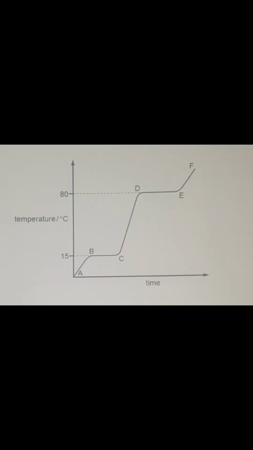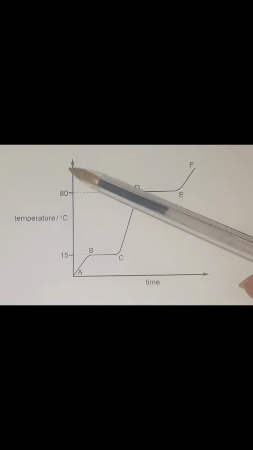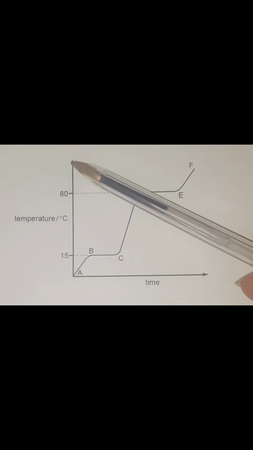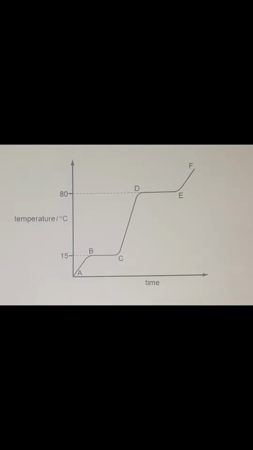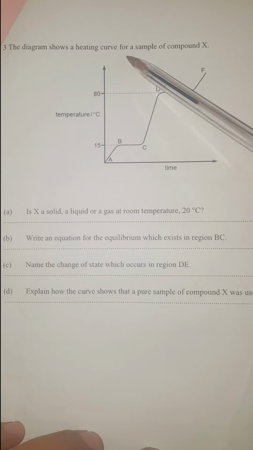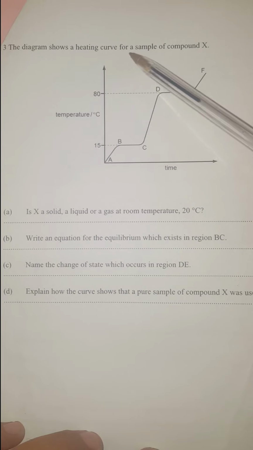Today we will be solving an exercise about the heating curves. And actually a heating curve is a curve like this one you can see here, in which we will be increasing the temperature of a compound or a material, and we will be seeing what are the changes of state which are happening. So here the diagram shows a heating curve for a sample of compound X.